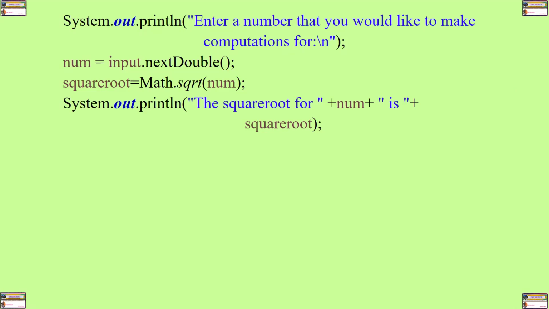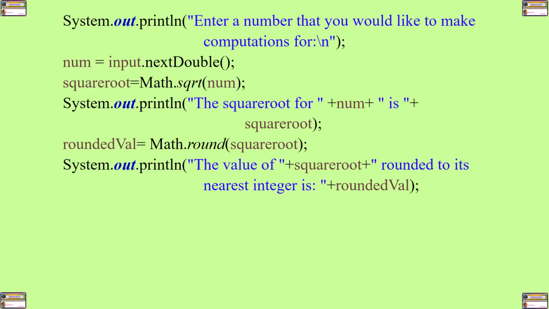So if, for example, you have entered the number being 4, and the square root, for example, is generated as 2.0, then the statement will read, the square root for 4 is 2.0. That's just an example. From there, we can round the value we have gotten, the value in the memory location called squareRoot. We can round it, and then we store the answer into the memory location called roundedVal.